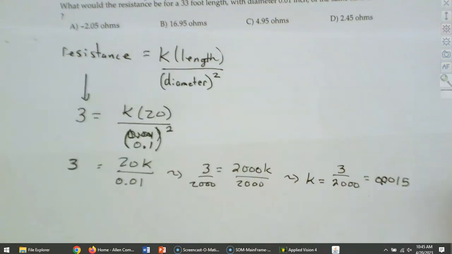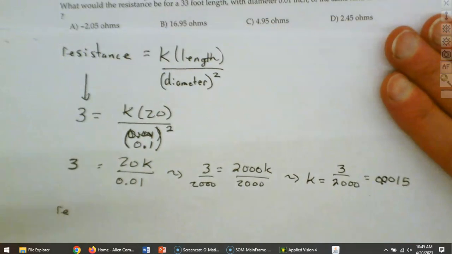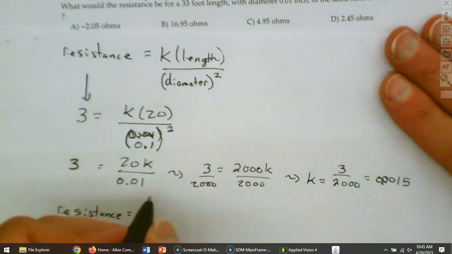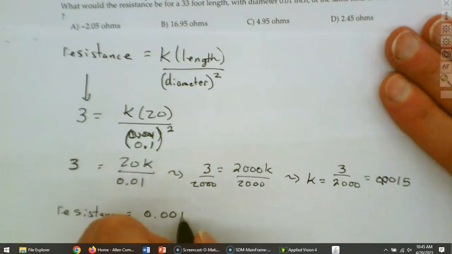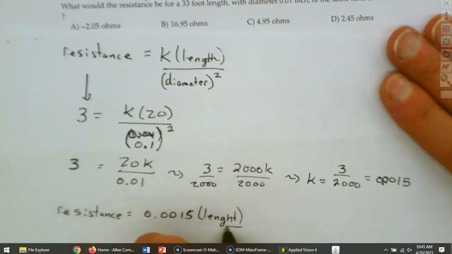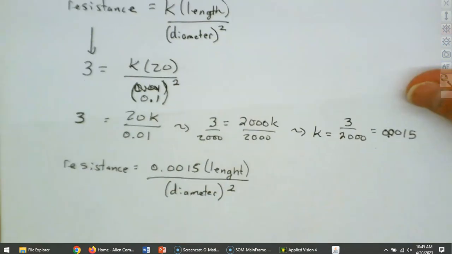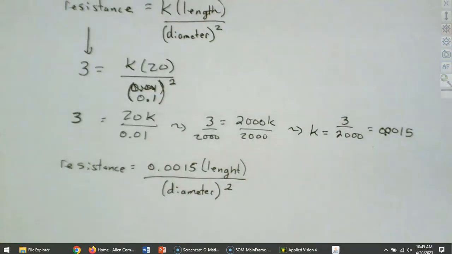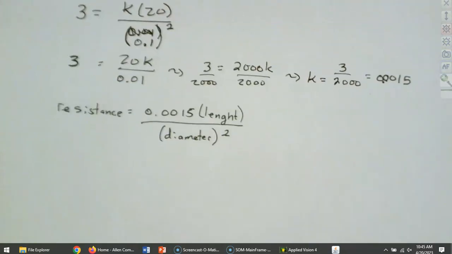Okay, now we put it together, and we're almost finished. So then our resistance equals 0.0015 times the length over the diameter squared, and we're going to plug in our new values. So let's plug in our new values and find our new resistance. What would the resistance value be for 33 feet of wire?